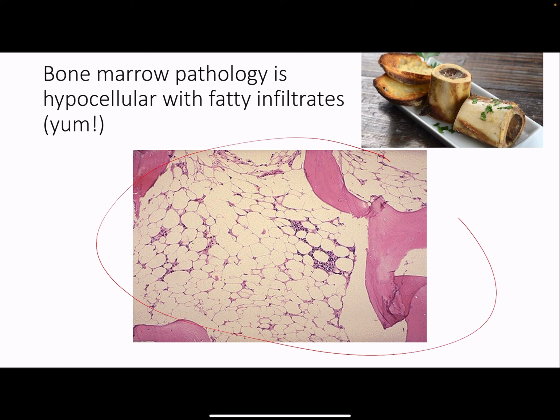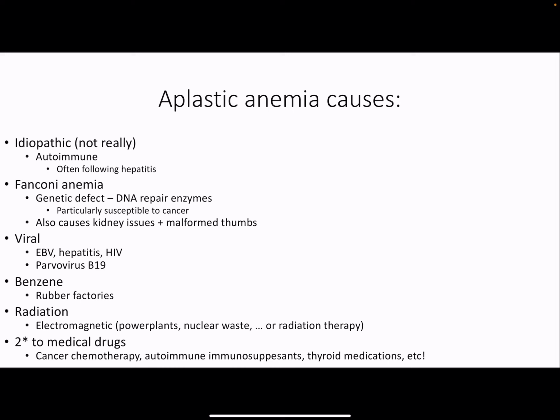The bone marrow is particularly fatty. There's less hematopoietic stem cells, replaced with fat. All right, so what can cause this? They used to call it idiopathic, but now they actually think that it might be an autoimmune T-cell response, often following hepatitis. It could be genetic, so Fanconi's syndrome is something you'll see a lot in the renal section.